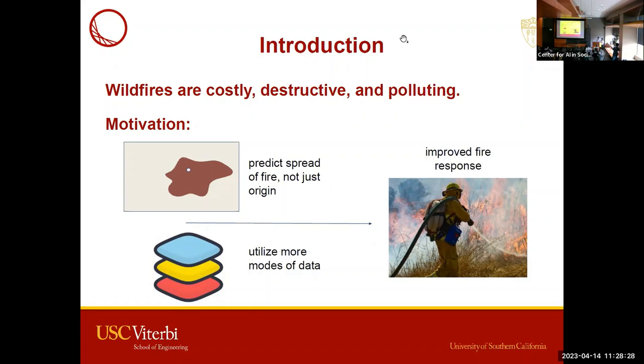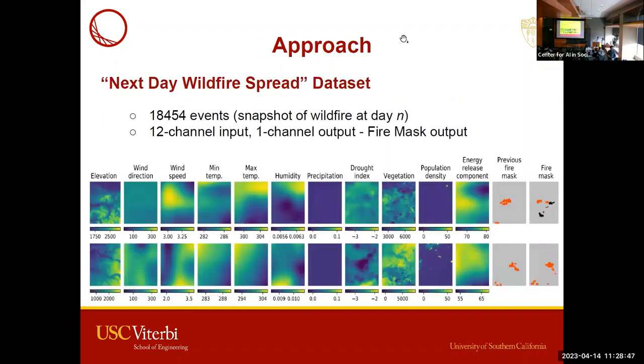What we want to do is figure out where they spread to, for a couple of reasons. Firstly, it can help improve fire response. And secondly, it can help with resource allocation for the emergency crew. With this model, we try to utilize more modes of data so we get an accurate representation of where these fires might spread to. So how do we go about this?